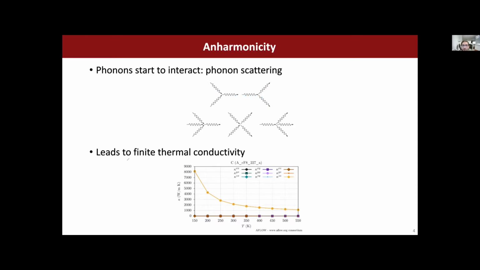Another problem is that if you attempt to calculate the thermal conductivity in the harmonic approximation, you will actually get a result of infinity, which is of course unrealistic. So in this case, you need to include more terms to have a more physical description. And here you have a plot of an example where the AAPL module was used to do a computation for carbon in a diamond structure.